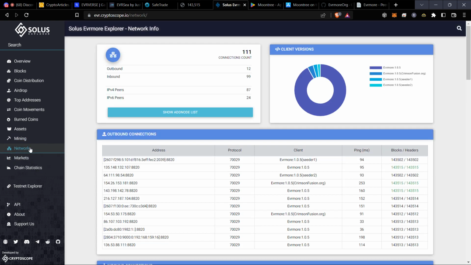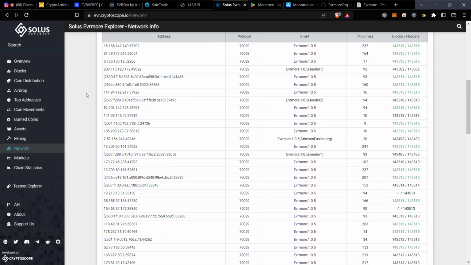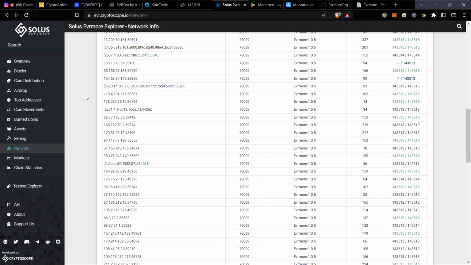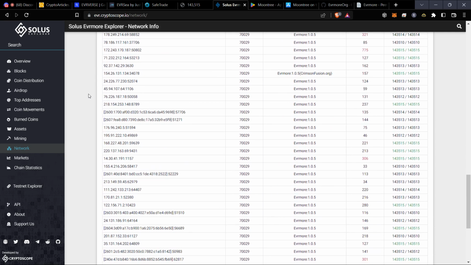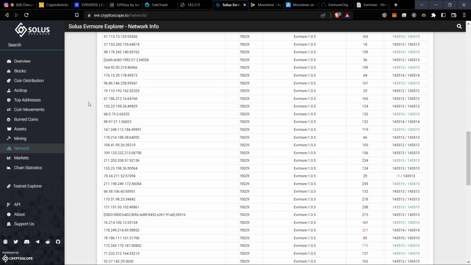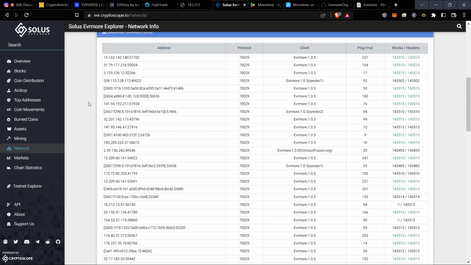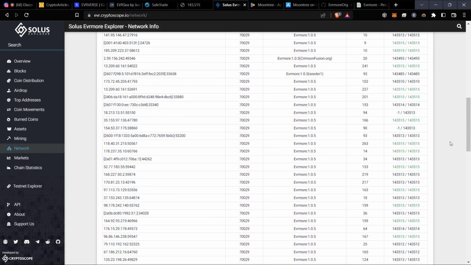Network. Let's see what we've got going on in network. There's 111 connections, which is actually not bad. I'm surprised there's actually 111. That means people are actually downloading the QT. Look at that, that is actually pretty good. I am actually surprised there's that many. Wow, that is amazing. I do have a QT as well. It's currently not on, but yeah. Mine's probably one of those that are out of sync.